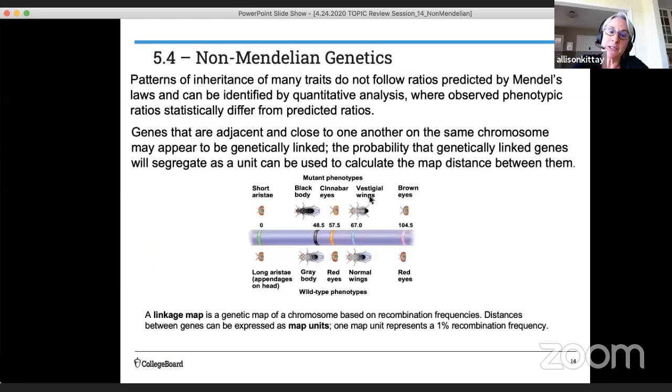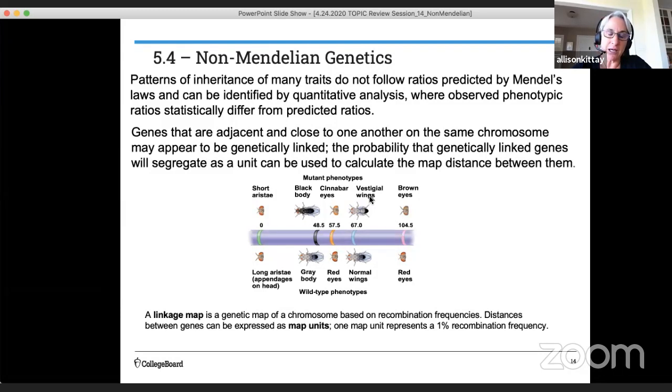All right, so now I want to talk about some other inheritance patterns. We just talked about sex-linked genes, but genes can also be linked together on the same chromosome. So genes that are adjacent or close to one another on the same chromosome are linked genes. The probability that genetically linked genes will segregate as a unit can be used to calculate the map distance between them. I did share this with you when we went over the meiosis lab, but if you didn't get it then, this will be kind of a review.